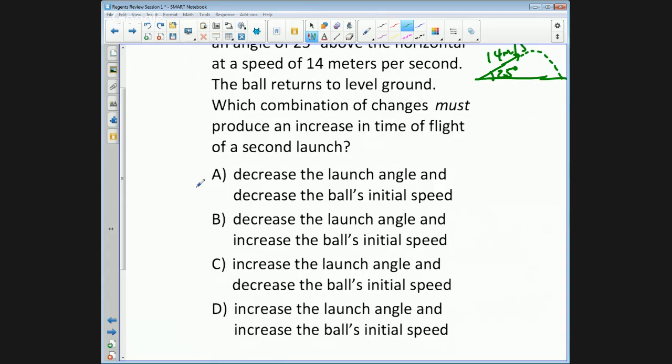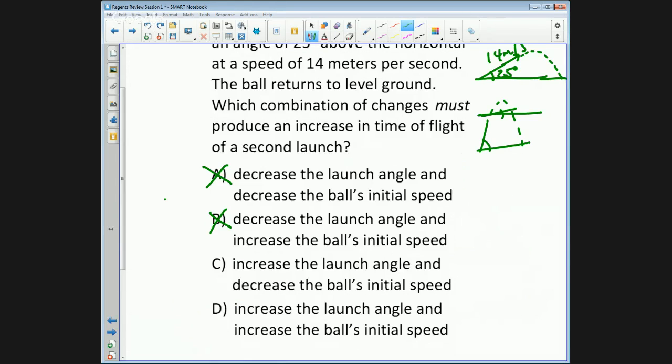Okay, so the ones that say decrease the launch angle, that's wrong. So A and B are eliminated, right? Because decreasing the launch angle means that you're getting closer and closer to just rolling it on the floor. So if you decreased it to a smaller angle, it's not going to be in the air for much longer. If you increase the angle, it is in the air for much longer. Okay, so that's either C or D.